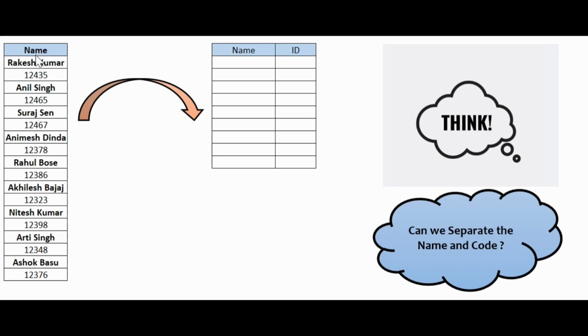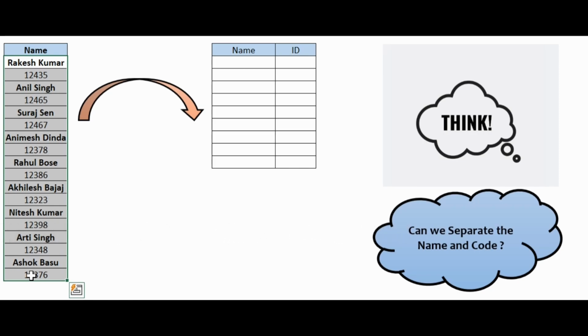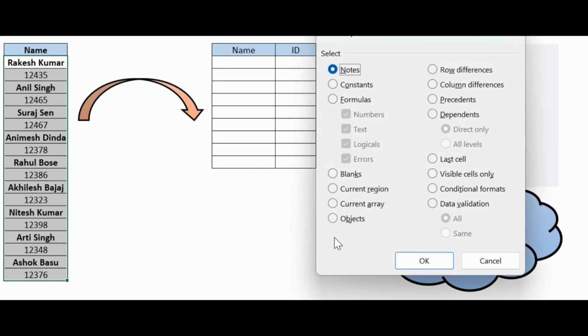First of all, we need to select the cell range by Ctrl+Shift+Down Arrow, or we can select it with the cursor. Then we need to press Ctrl+G. Ctrl+G is used for Go To, and here we need to click on Special. Under this Special, we need to select Constants. Constants means the cells which do not contain any formulas.